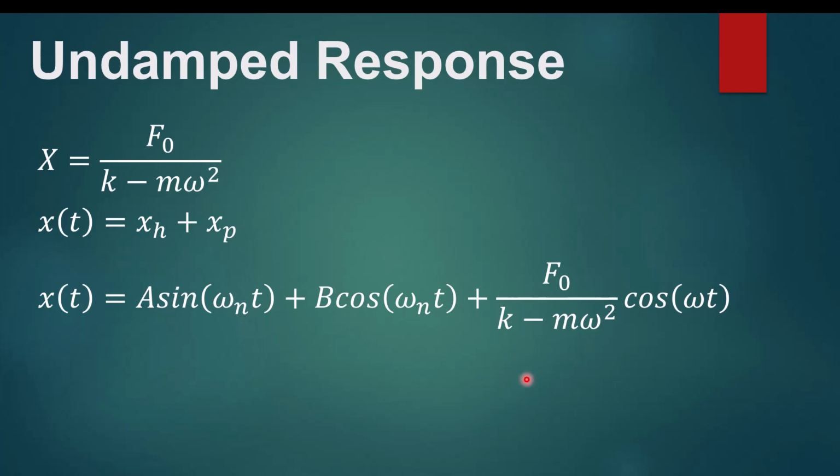I also want to talk about a special case where the denominator of this fraction is going to be equal to 0. So if omega is equal to omega n, then this denominator is going to be 0, and that case has to be studied separately.